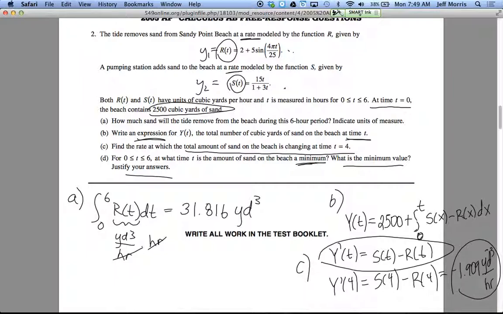All right, how do you do a problem where they want you to find the minimum value? Find the critical values, and check endpoints and critical values. So we're going to have to check, and we're going to have to check it in the original function that tells me total sand on the beach.